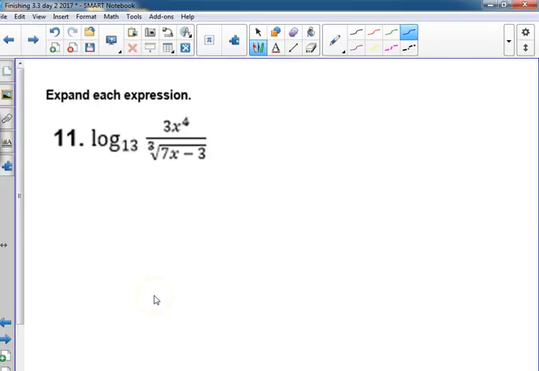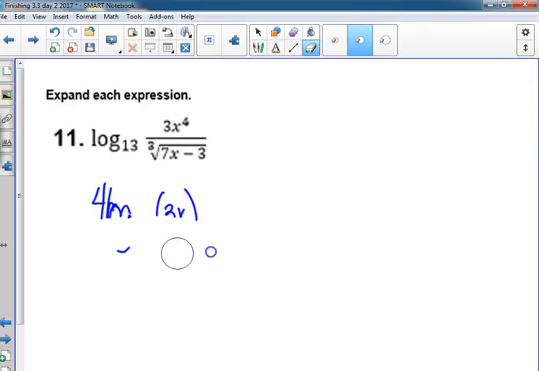Anybody? No. What's wrong with what he said? Okay, the four only goes to what? The x on this one. Okay, does that make sense? Yeah. Okay.